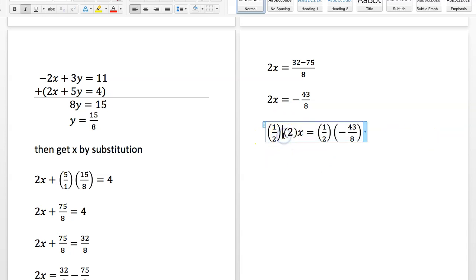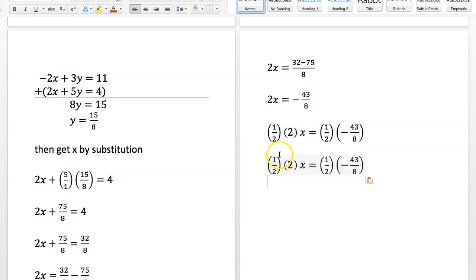And just for neatness, let me create a little space there. It's correct, it's just gaudy. So 1/2 times 2 is 1. And so, well, what do we get? We get Control C, Control V. Now, what do we get? x equals, now I can yank the negative out to the side here.